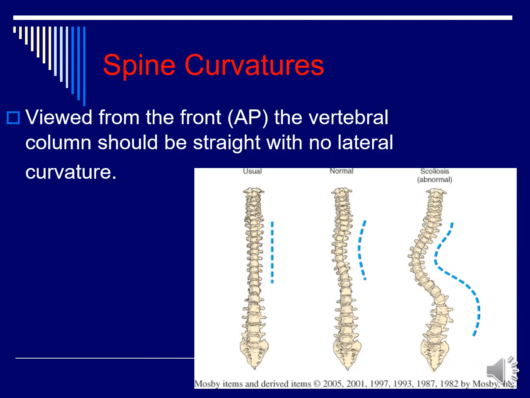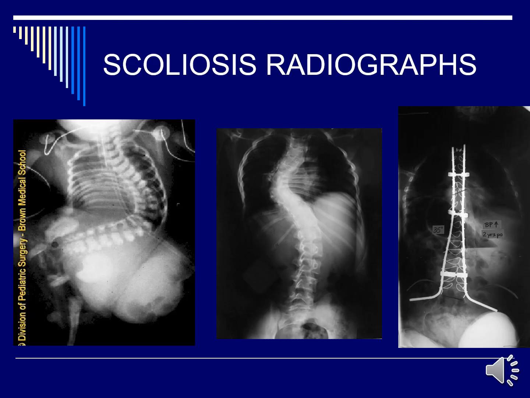Looking at the spine from the AP projection, you have a usual vertical vertebral spine. The normal one is in the middle where you have a slight lateral curve, and this is usually towards the dominant hand. And then finally you have scoliosis, which is an exaggerated lateral curvature and can cause problems for the patient if not corrected. Here are some radiographs of a scoliotic patient with surgery to help straighten up their spine.